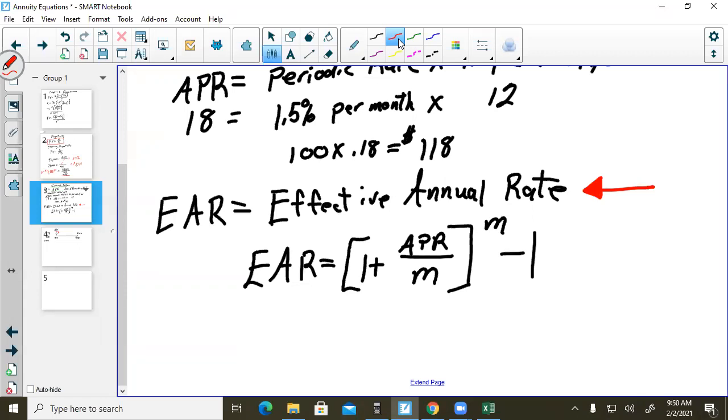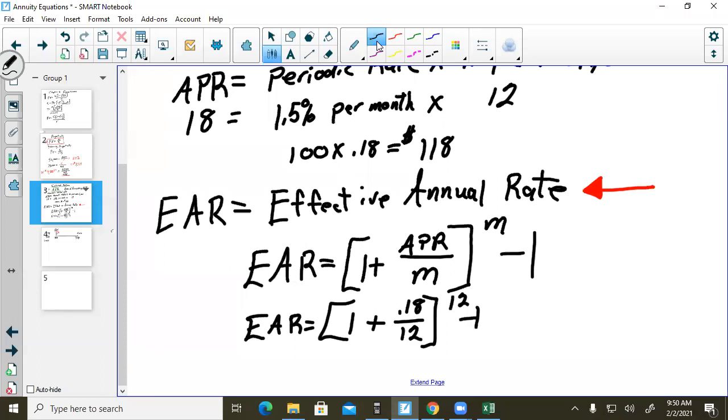So our equation to find the effective annual rate is: the effective annual rate is 1 plus my APR divided by my periods per year, that raised to an exponent of the periods per year, minus 1. So if we were looking at Malcolm's equation here, that would be 1 plus 0.18 over 12, raised to the 12, minus 1. Okay. So we could do that whole function there.